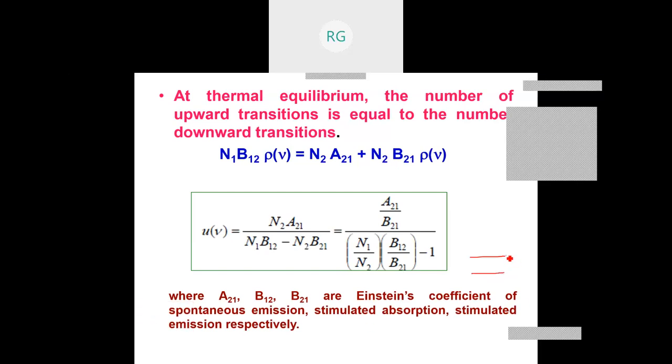This is the number of atoms in the higher energy level, N2. This is the number of atoms in the lower energy level, N1. This is the higher energy level E2. And this is the lower energy level E1.